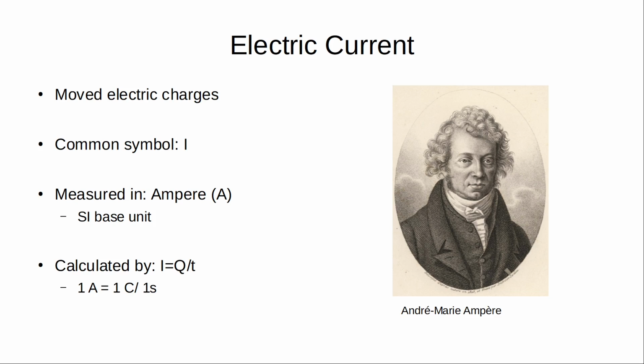Note that even though we speak of the direction of the current, it has no geometrical direction and thus is not a vector. The mathematical symbol for the current is an I. The current is measured in ampere, named after André Marie Ampere. Ampere is an SI base unit. The current can be calculated as the charges Q per time frame t. This means that 1 ampere is equal to 1 coulomb divided by 1 second.